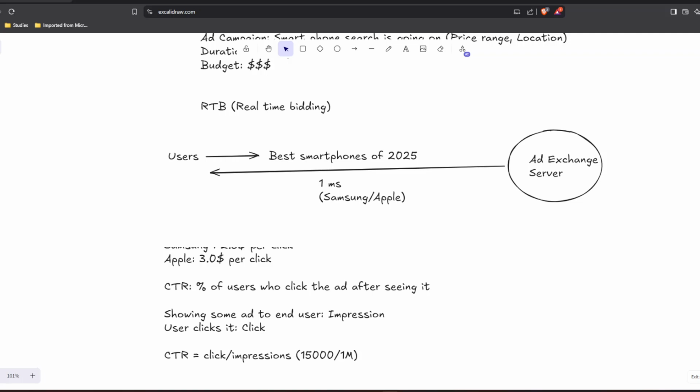Now let's talk about another very important term, CPC. CPC means cost per click.